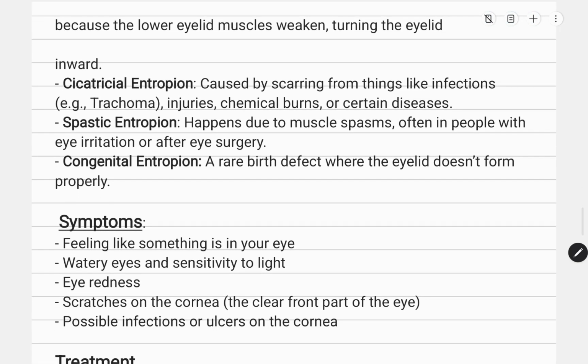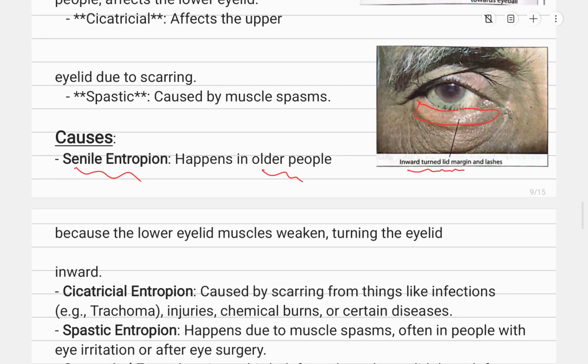So what are the symptoms? Now the eyelashes also move inward. In trichiasis, the problem was not with the eyelid. The problem was with some of the eyelashes. But now the problem is with the whole of the eyelid. The whole of the eyelid is moving inward.